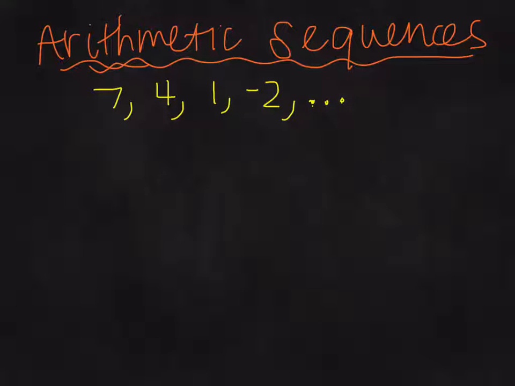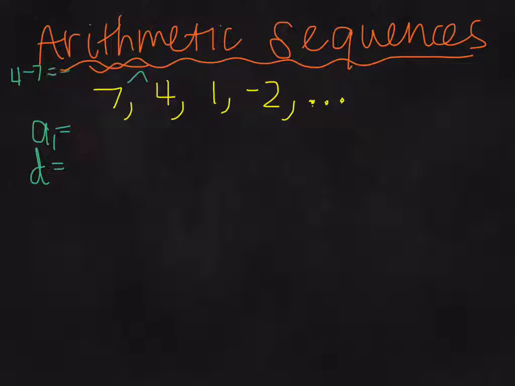There are two things we need for both of the formulas: we need the first term, a sub 1, and the common difference. Remember, the common difference is what you're adding or subtracting to each term in the sequence. So if I'm looking at 7, 4, 1, negative 2, what am I doing to get to the next term? If you can't think of it off the top of your head, take the second term minus the first term, and it gives you your common difference.